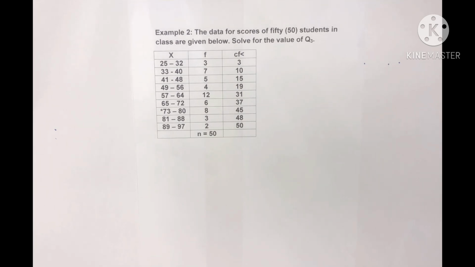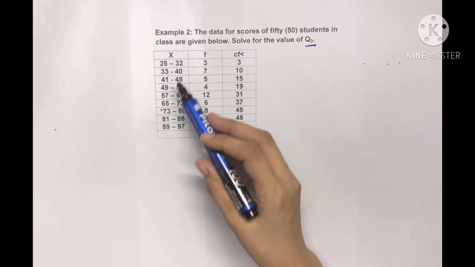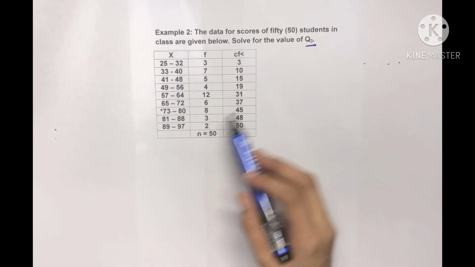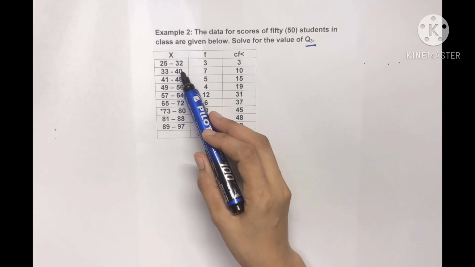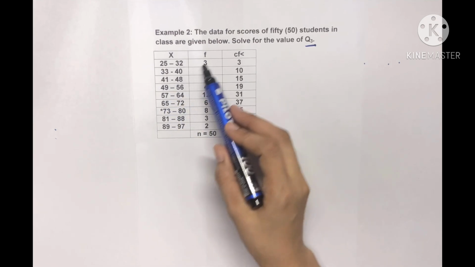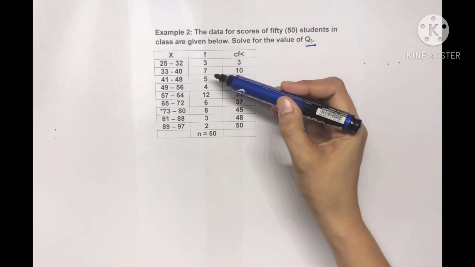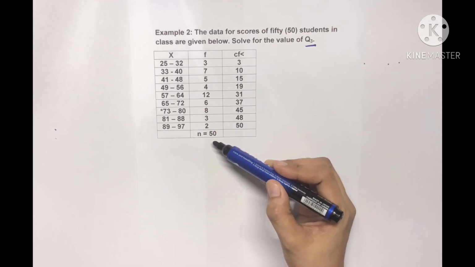Okay, let's proceed to example number 2. The data for scores of 50 students in a class are given below. Solve for the value of Q sub 3. So we have here again the table. Same table. So 25 to 32, the frequency is 3. 33 to 40, the frequency is 7, and so on. If we are going to add all frequencies, we have n equals 50.